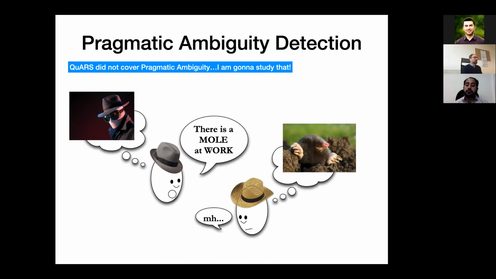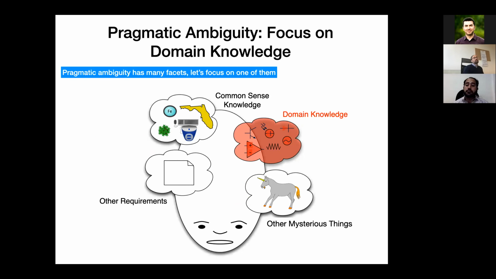What is a typical case of pragmatic ambiguity? It is this one. I have a guy who's working in an office and he's saying there is a mole at work, and he's speaking to a countryman. Of course, work for him is the work in the office, and for the other guy it is working on the field. So he interprets the term mole as the animal instead of interpreting it as the spy. Okay, so the background knowledge of these two people actually gives different meaning to the term work and in turn to the term mole.